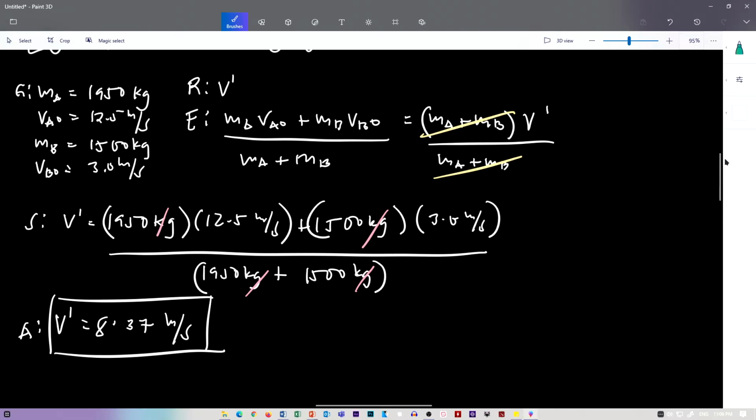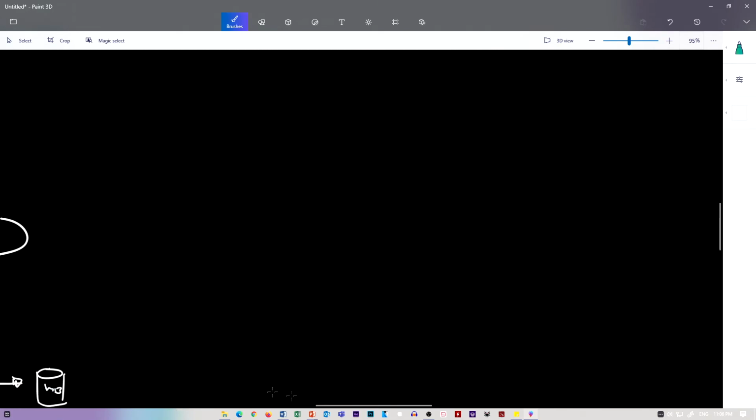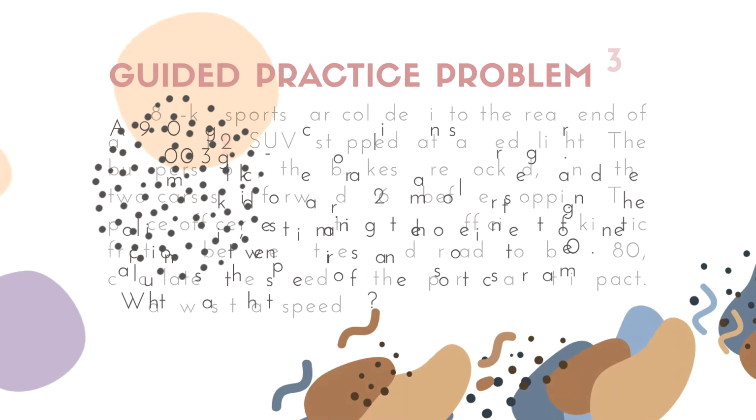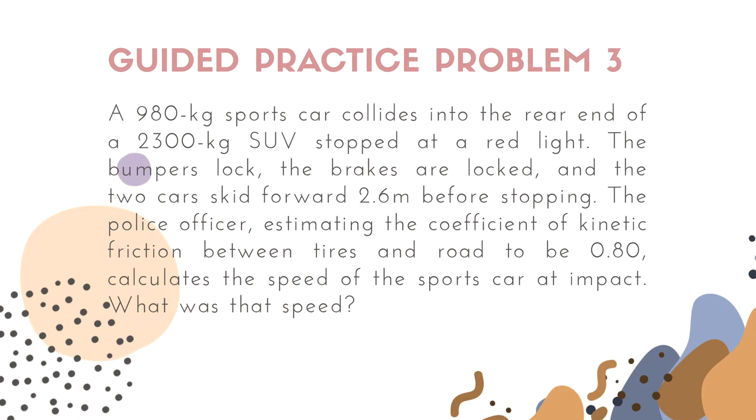See, it's really easy. Now we can proceed on our next example and take a look at some more variation. For our guided practice problem 3, we have a 980 kilogram sports car colliding at the rear end of a 2,300 kilogram SUV stopped at a red light. So that's a really important bit of information. Their bumpers locked, then brakes are locked and the two cars skid forward 2.6 meters before stopping. So that means they are moving together, right?